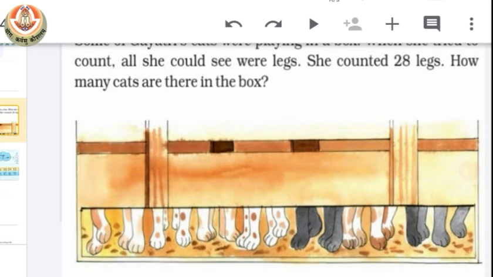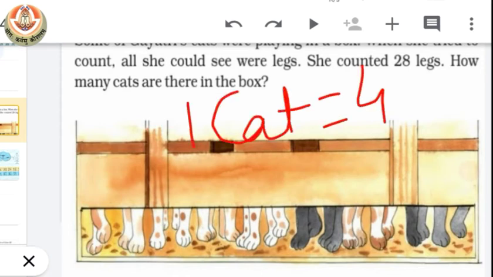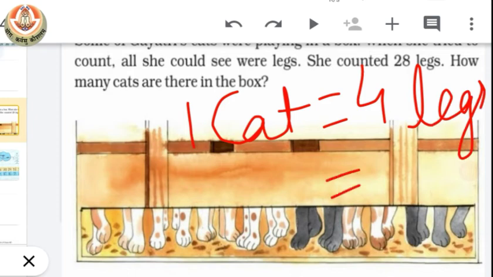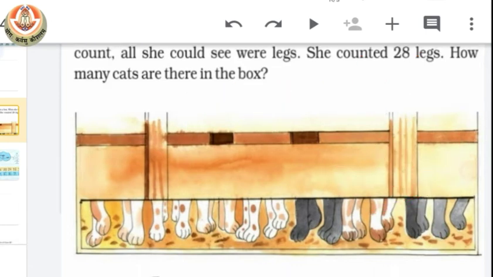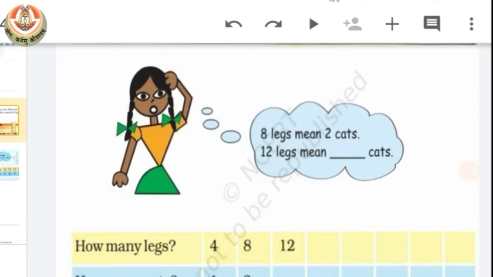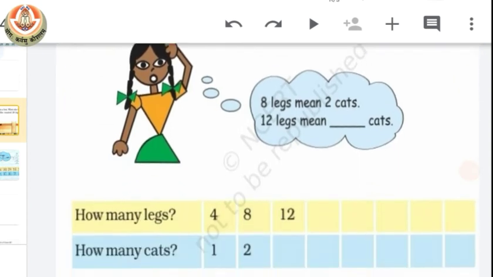So see, we all know that one cat has 4 legs, right? So if there are 28 legs in total, that means the number of cats will be 28 divided by 4. So let's help her with the calculation.